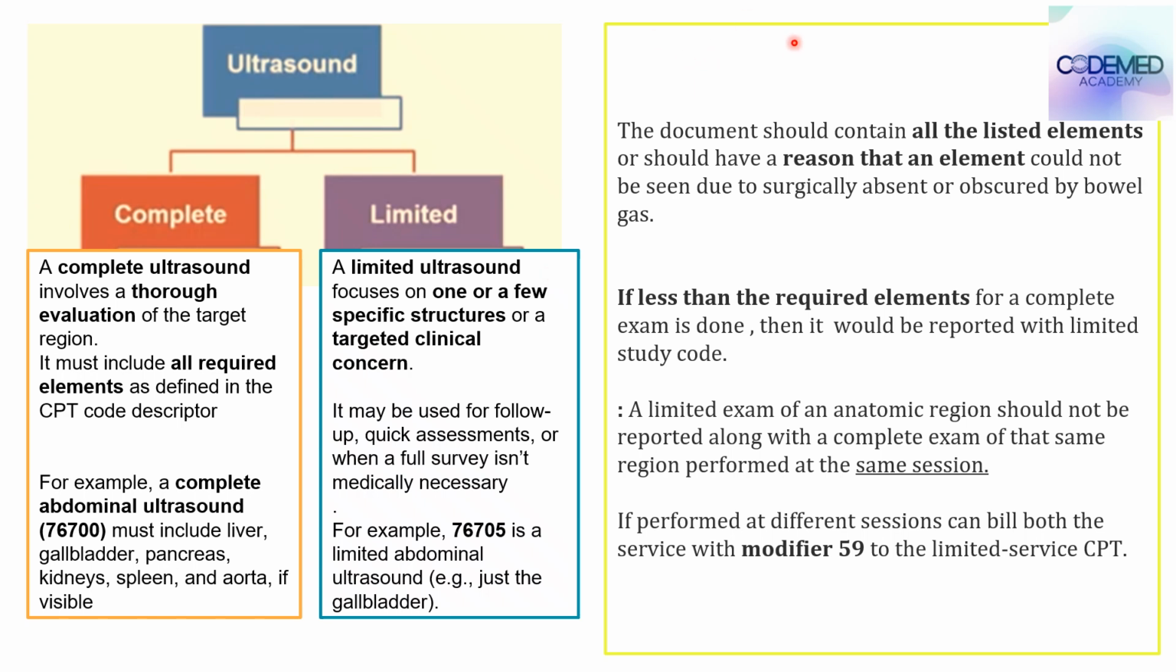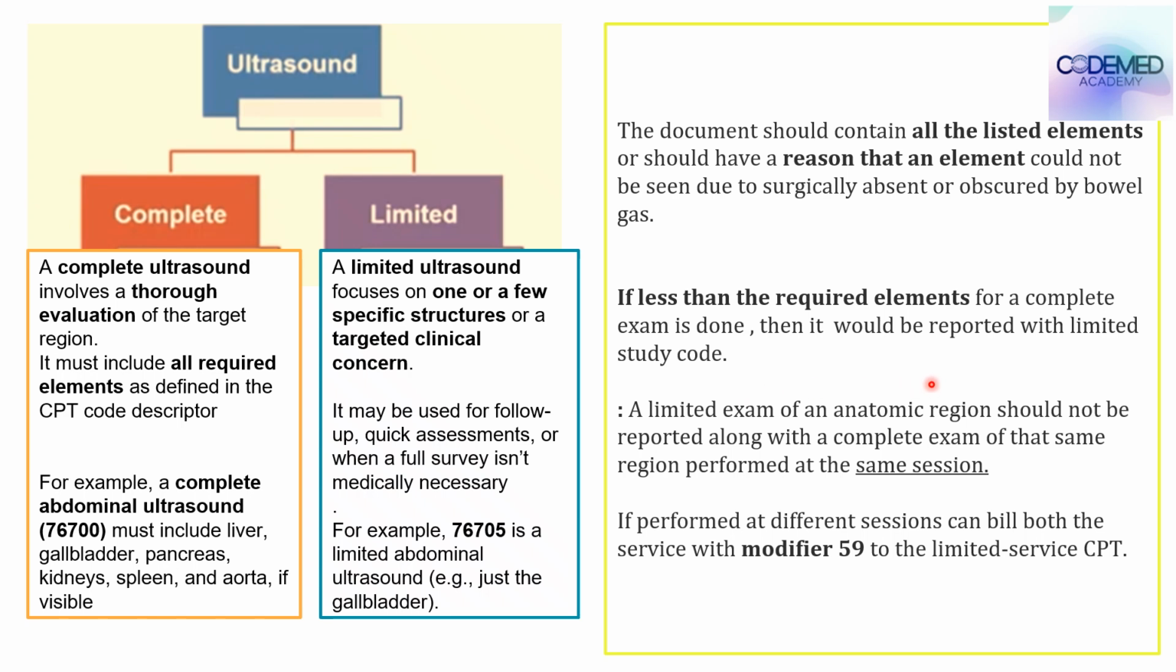And now, what are the guidelines? The document should contain all the listed elements or should have a reason that an element could not be seen, due to being surgically absent or obscured by the bowel gas. If less than the required elements for the complete exam is done, then it would be reported with a limited study code. So whenever we are not able to see elements in the complete, then we need to write the reason, whether it's surgically absent or it is obscured by the bowel gas.